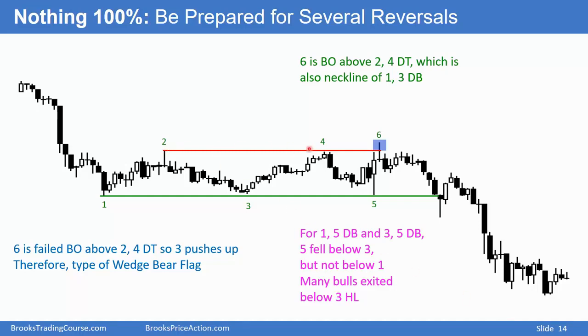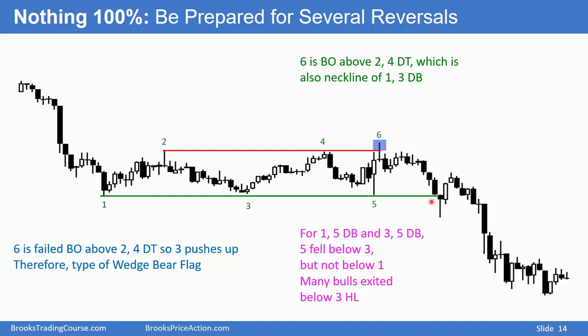Whenever you have a double top and a breakout that fails, you have 3 pushes up. 1 plus 2 for the double top, and the third push up, the failed breakout. To me, that's a type of wedge. Even though it looks nothing like a wedge, the market 3 times tried to go up and failed 3 times. And therefore, it functions like a wedge. And you have to assume you'll get some kind of a reversal down, maybe a couple legs down.